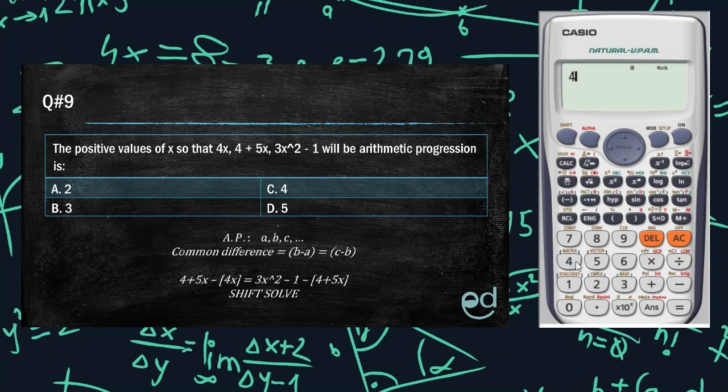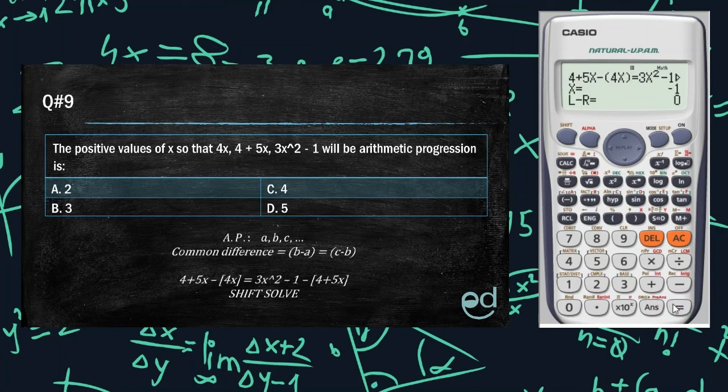We will have 4 plus 5x minus, put parentheses, A is 4x equals C minus B, or third term minus the second term, which is equal to 3x squared minus 1 minus, don't forget to put parentheses, the second term or the B term, which is equal to 4 plus 5x. And then we just press shift solve.